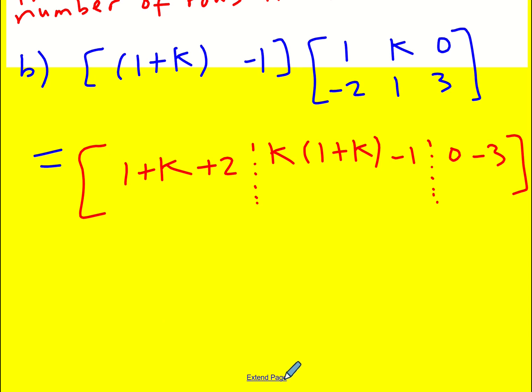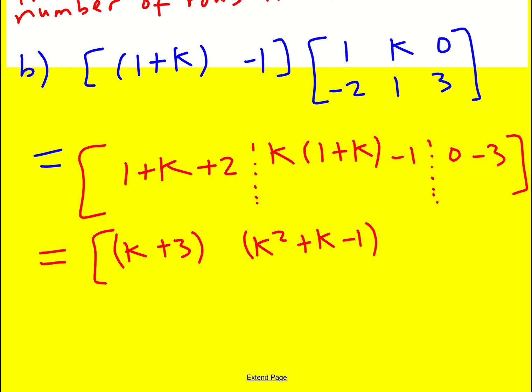You could actually leave it like this in the exam paper, but it's always good practice to simplify. So it's going to become K plus 3, and I'm going to put it in a bracket just like they did in the question, just to make it clear. This is going to become K times K, K squared, plus K minus 1, and then finally just minus 3 by itself. There we go.